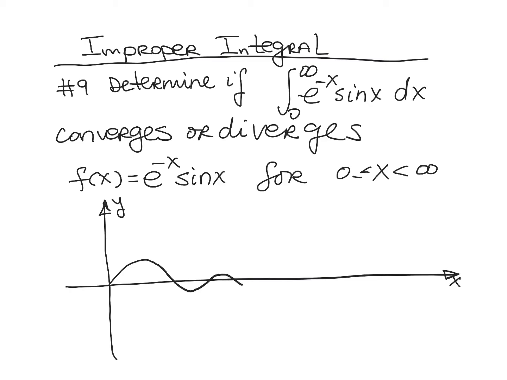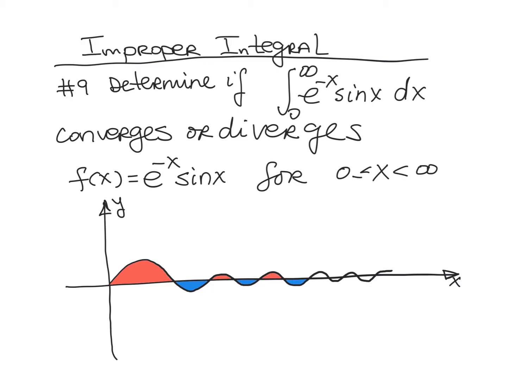E to the negative x is a decreasing function, while sine x is a wave. So this will keep the wave pattern, but the wave will keep decreasing as we move to the right. And this graph encloses area. Some of the area is above the x-axis and some below, as you can see right here.